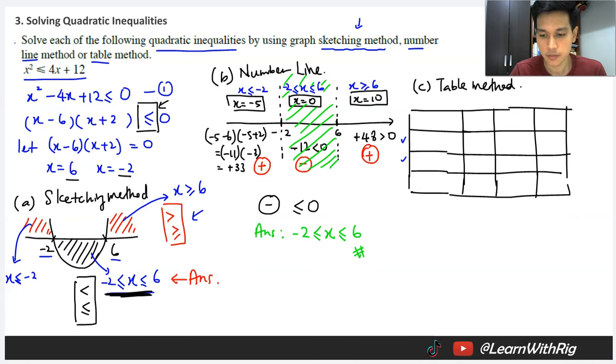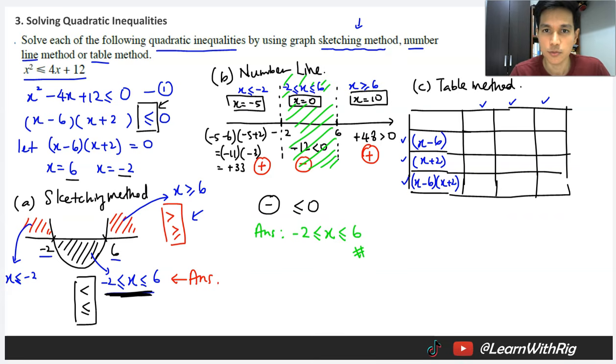So here is going to be x minus 6, that's the first bracket. Here is going to be x plus 2. What about the last one? The last one is you're going to combine them. So x minus 6 times x plus 2, okay? So these 3 are done. Now you're going to fill up the next 3 here.